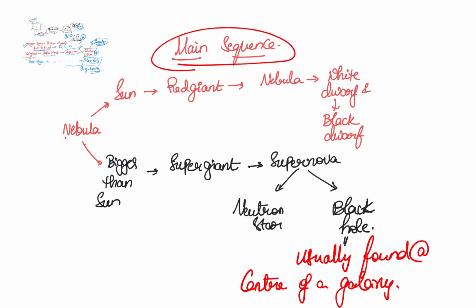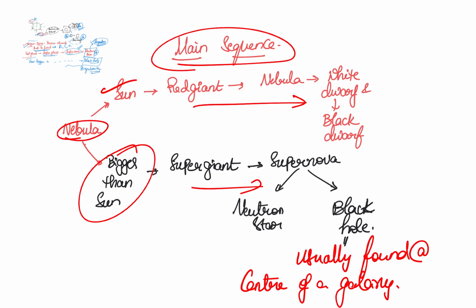As we have already seen, I am summing up it again. If it is a sun, this is the cycle followed, and if it is bigger than the sun, this is the cycle followed. So usually you have to note that black holes are found at the center of a galaxy. So this is an important point to understand the next concept.